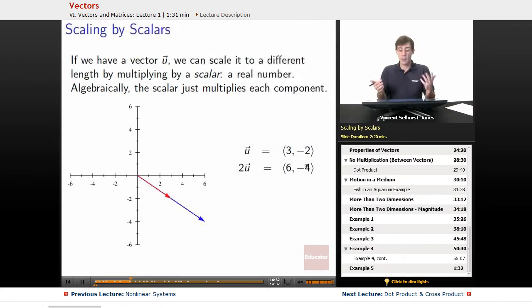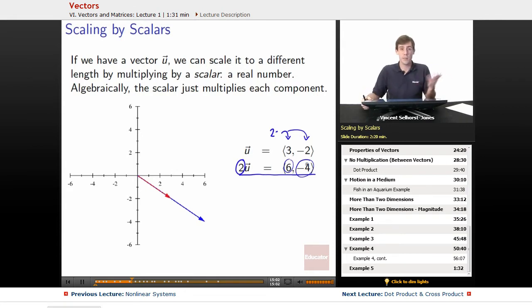For example, we could multiply u by 2. So we've got 2u, and now that's the blue vector that we see there. Now notice that the blue vector is double the length of the red vector because it's 2 times u. It just takes that length and scales it by a factor of 2. It doubles that original length. Algebraically, we just have this 2 multiply on the 3 and on the negative 2, so we get 6 comma negative 4 as the components. We can try multiplying by something else.